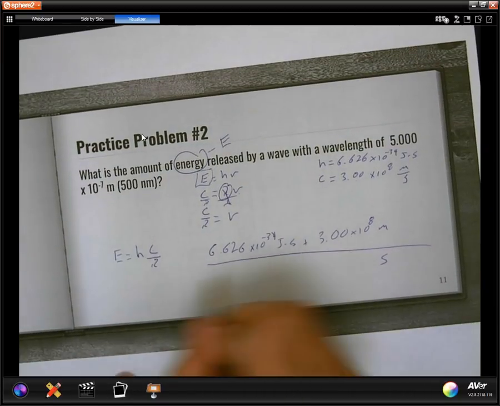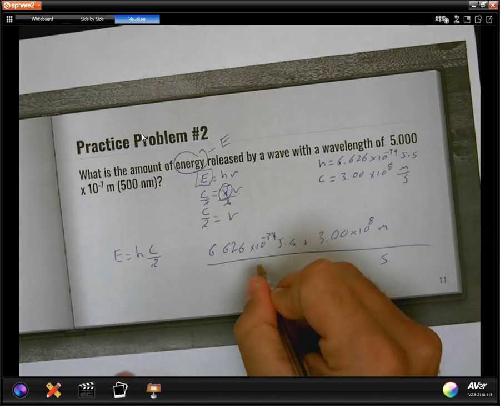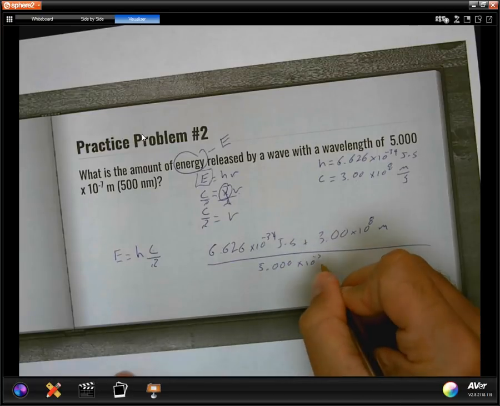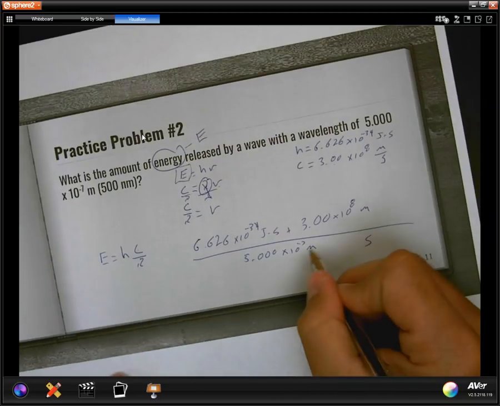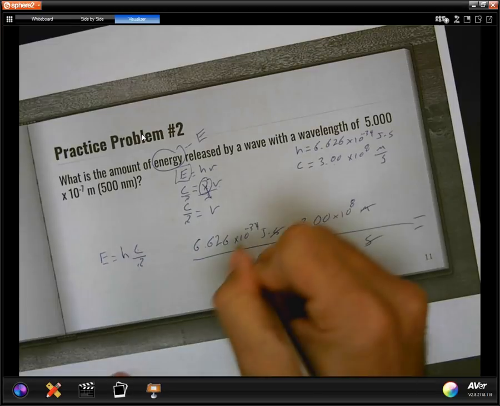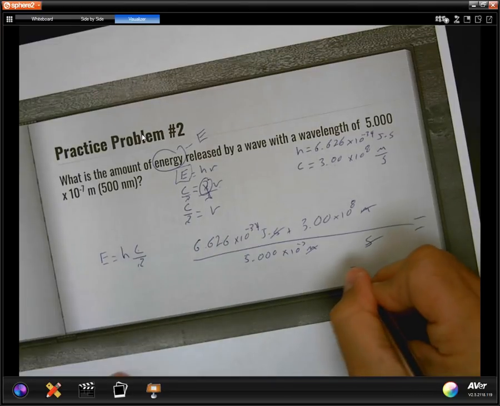And again, what goes on the bottom here? That's lambda, 5.000 times 10 to the negative 7 meters. Now when I write it all out, I see meters cancel out, I see seconds cancel out, and my answer will be left in joules. So what will my answer be?